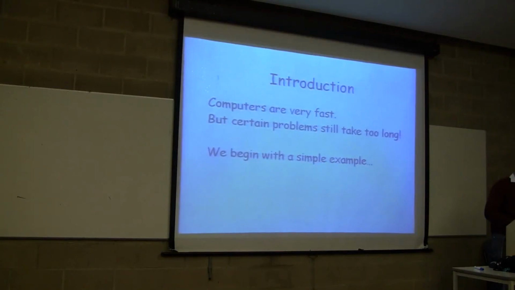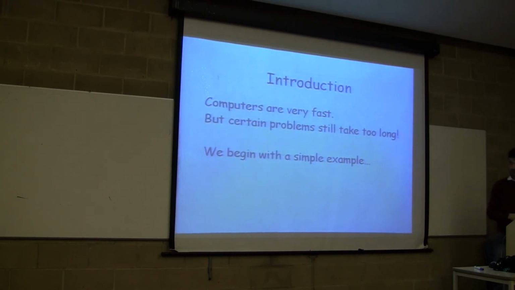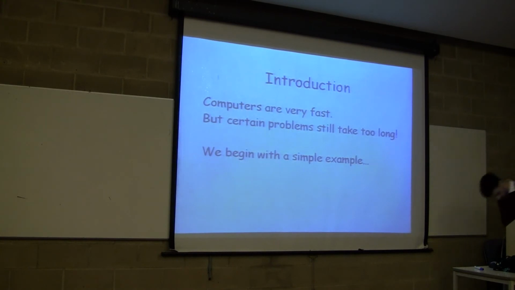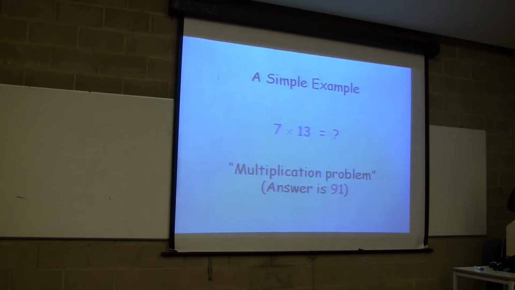And there's certain kinds of problems that seem to take a long time. And it's not really well understood why that is. So we're going to explore that. We'll start off with something simple. Let's take the problem 7 times 13. That's an example of something we call multiplication. Just if you're getting up to speed, the answer is 91.